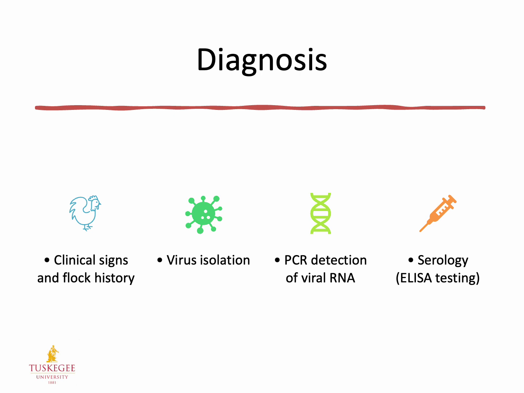So in many parts of the world, especially Africa where I am from, we rely so much on clinical signs and flock history and serology for the diagnosis of infectious bronchitis, because virus isolation is way too expensive and it's not economical for the average farmer. Then PCR detection, of course, is also expensive and not economical. So clinical signs and flock history.